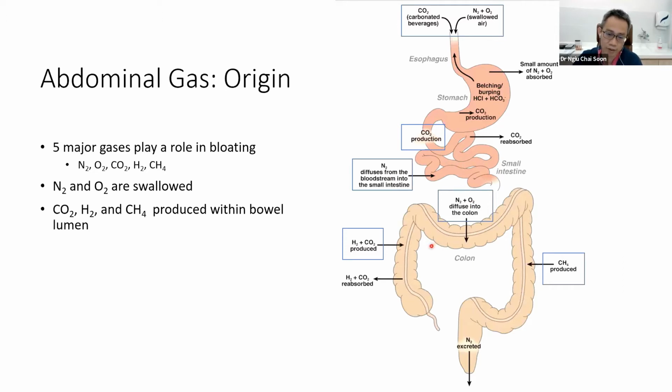As the food reaches the large bowel, there will be fermentation of the fibers, and thus carbon dioxide and hydrogen gases are produced. As the food passes along the large bowel, methane gas is produced. Something we should talk about is methane gas: when it is present in an abundant amount, it slows down our digestive tract, and thus it can cause constipation.